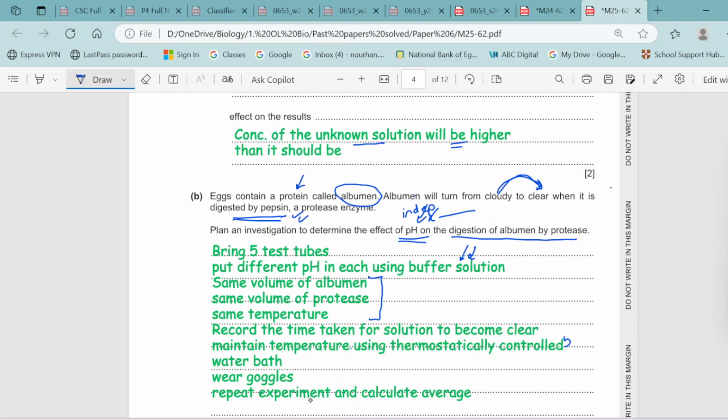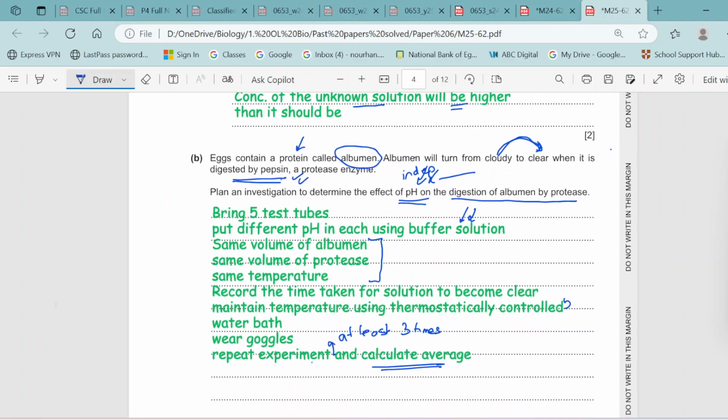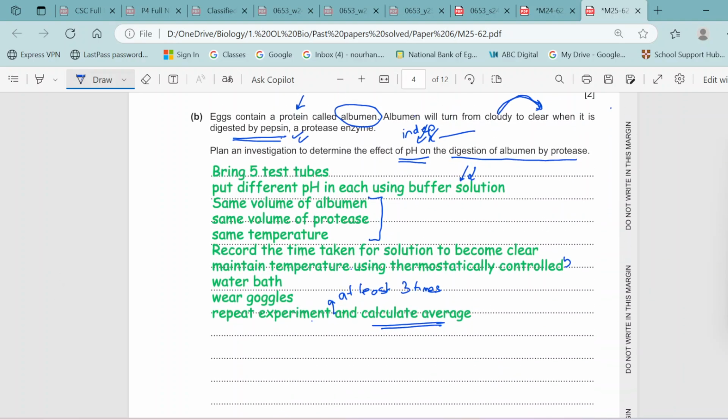Improvement, safety precaution, repeat. The improvement is to maintain the temperature so it doesn't change, using a thermostatically controlled water bath. Wear goggles, repeat the experiment. I have to write at least 3 times and calculate an average. 6 marks.